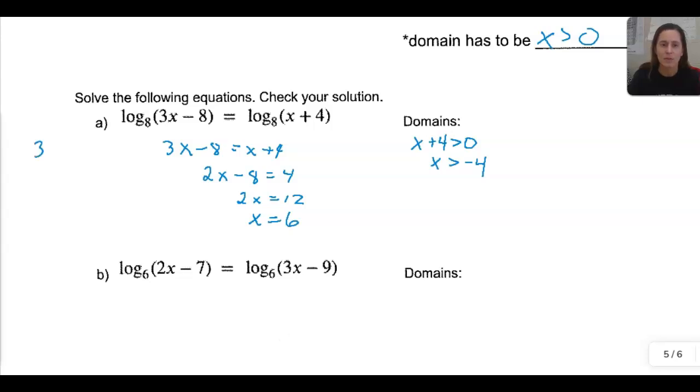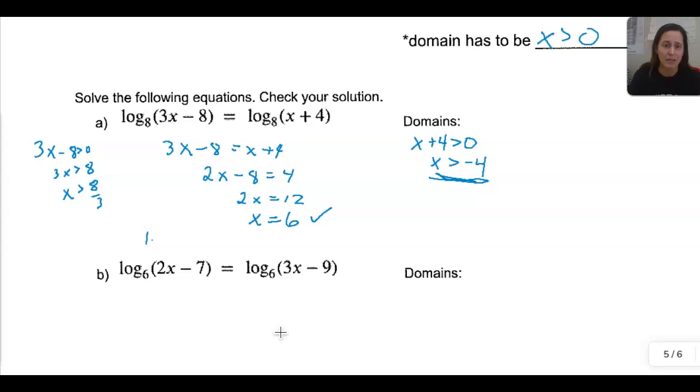We can do the same thing for the other side. 3x minus 8 is greater than 0. We add the 8, divide by 3, and that's going to be 2 point something. However, this number is smaller, so we have to go by this. And we compare 6 to the greater than negative 4, and 6 is greater than negative 4. So far that's an option.